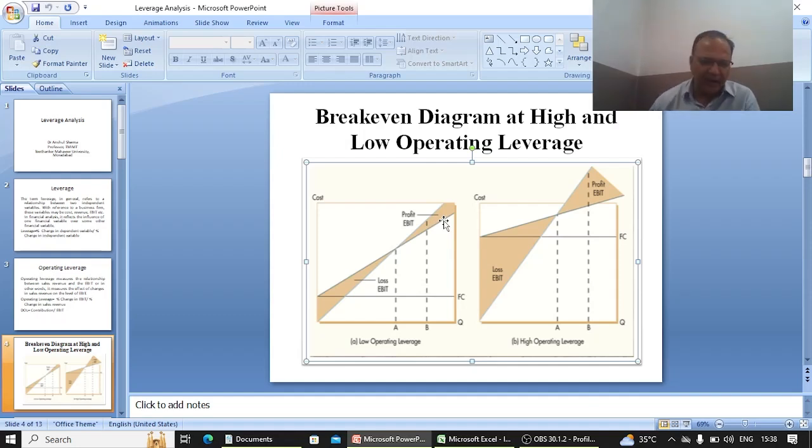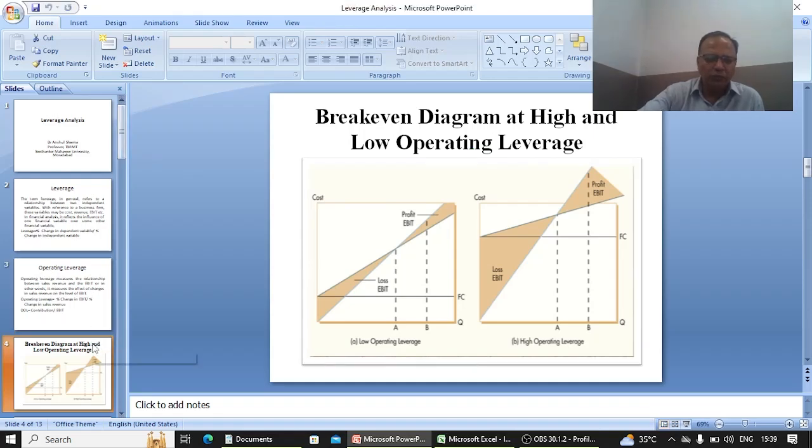So what's the recommendation? The recommendation says if the business is stable, it means if there is no question on the EBIT, then the firm should use more operating leverage. But if there is a question mark on the EBIT, then the firm should use low operating leverage.